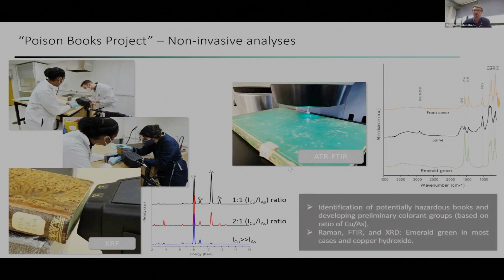And so this approach allowed us to identify potentially hazardous books, making some groupings based on the ratio in XRF, and allowed us to identify emerald green in all of the cases that we analyzed, as well as copper hydroxide in the case of the 2-to-1 copper to arsenic ratio. So that gave us the first information about maybe the process that was used to create the color, like the pigment or the color of the book.